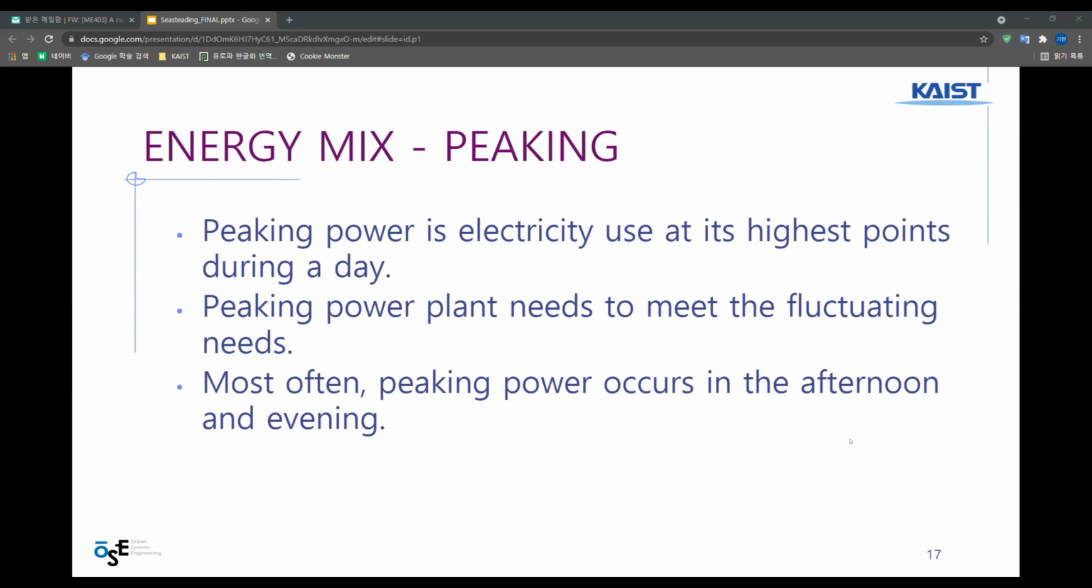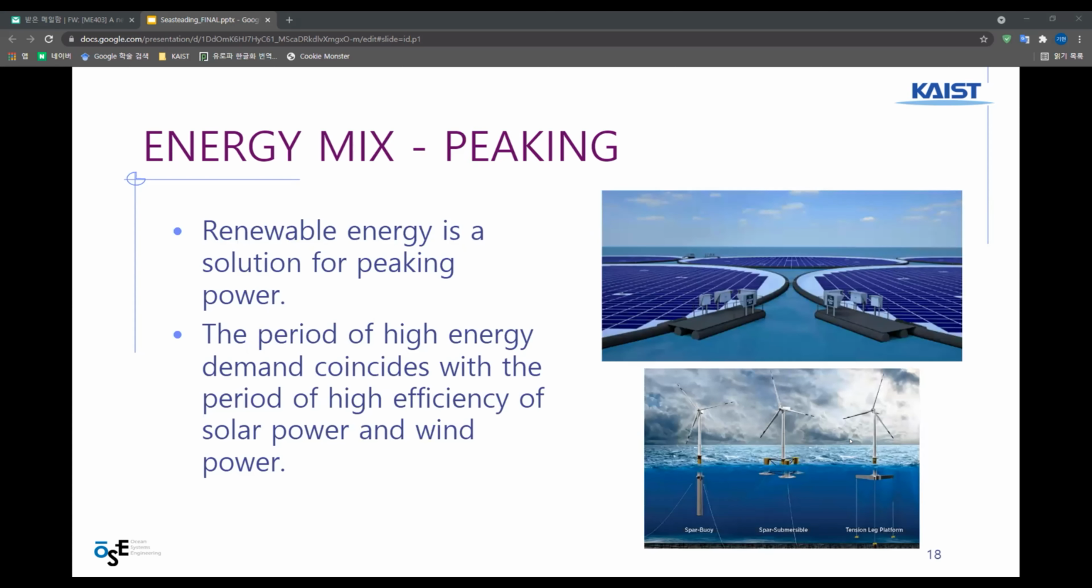And we think that renewable energy is the solution for the peaking power because the period of high energy demand coincides with the period of high efficiency of solar power and wind power. For example, the summer has a higher peaking power due to air conditioners, and it also has a high possible electricity generation due to the high solar power.